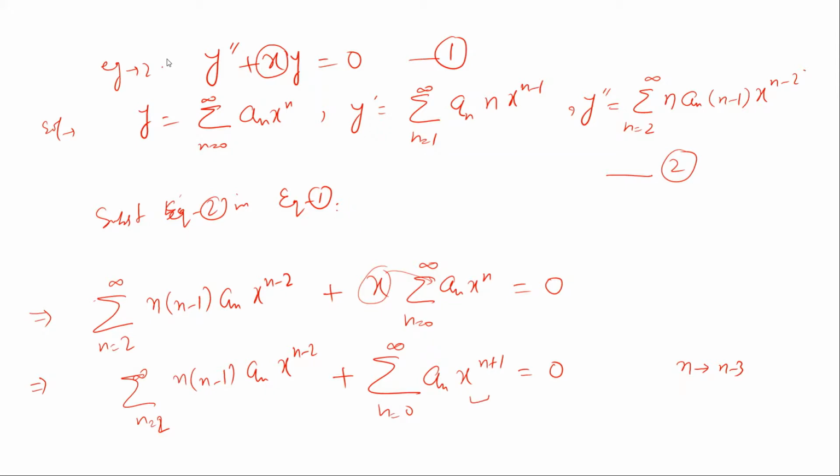So let's see. The sum from n equals 2 to infinity of n into n minus 1 a_n x to the power n minus 2 plus, now this second sum can be written as the sum from n equals 3 to infinity of a_(n minus 3) x to the power n minus 3 plus 1, that is n minus 2, equals 0.